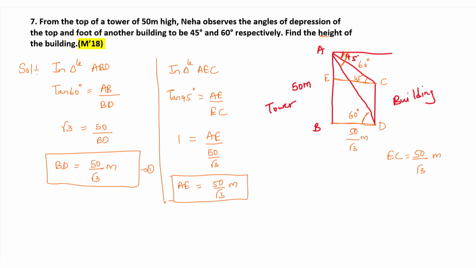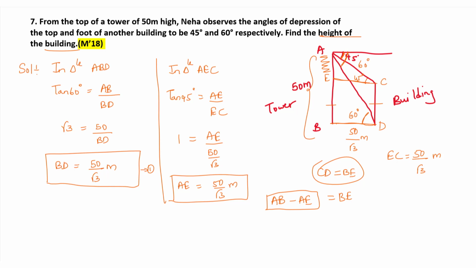They have asked us to find the height of the building, that is CD. CD should be equal to BE, right? These two should be equal. So now we'll try to find BE, then automatically we'll have the height of the building CD. How can you find BE? If you subtract AE from the whole AB, I'll be getting BE. So using that we'll solve.